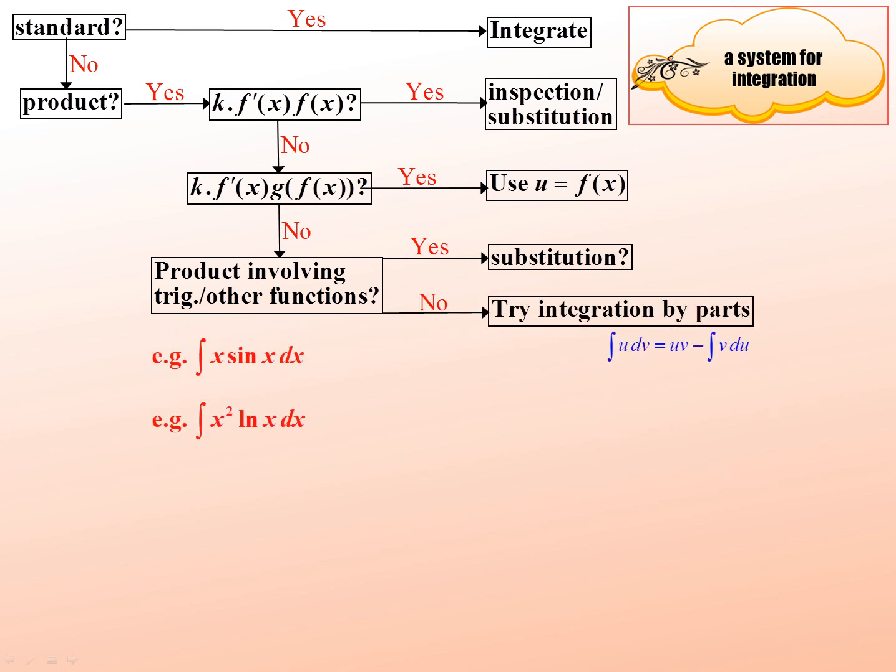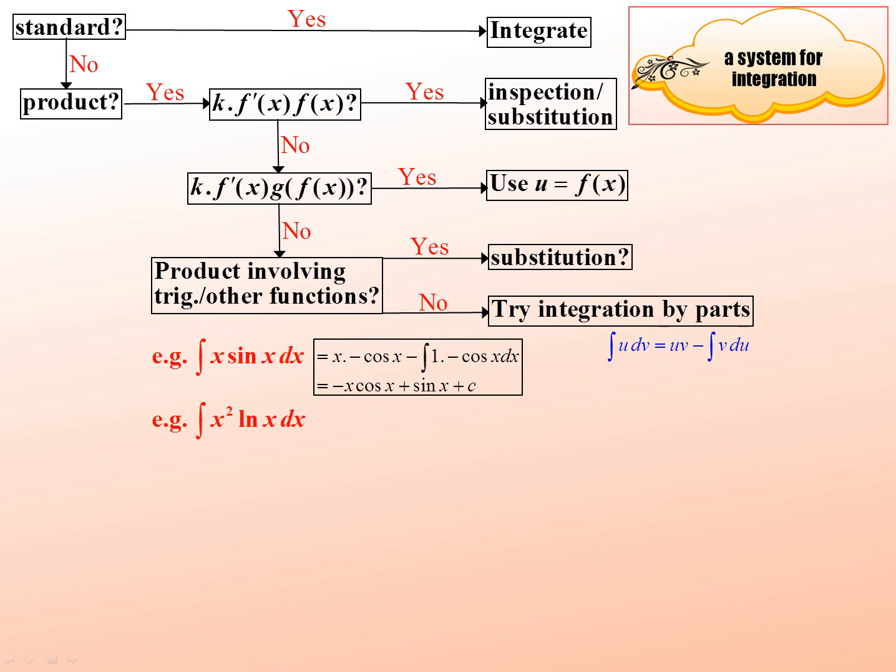No? Well, let's try integration by parts. So if we have x times sine of x, I can see that x is not the derivative of the inside function. In this case, I can see that x squared is not the derivative of the inside function. But what I can do is recognize it as two functions multiplying together. Now, remember, with parts, we need to say, well, one is a function and the other one is already a derivative. So let's take this one here. I'm going to let that be the function and that be already the derivative.